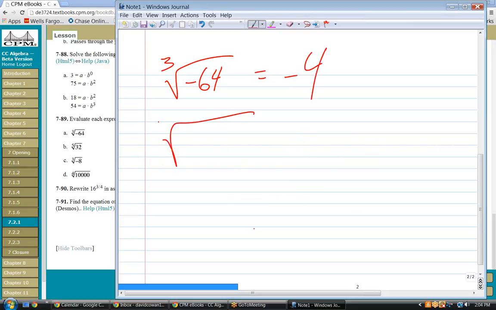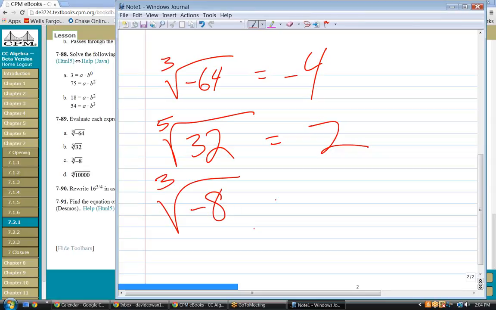Okay, what's the 5th root of 32? Positive or negative? Positive. Okay. 2. Uh-huh. And the cube root of minus 8. Positive or negative? Negative. Yeah, negative. 2. Negative 2. Okay.